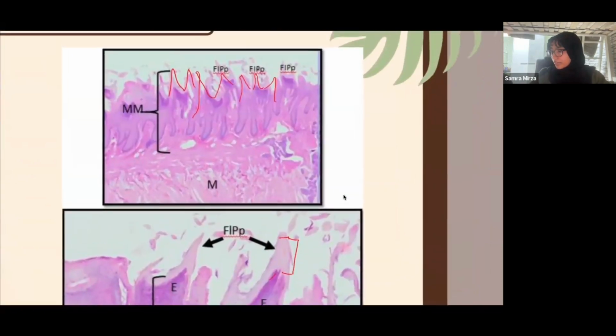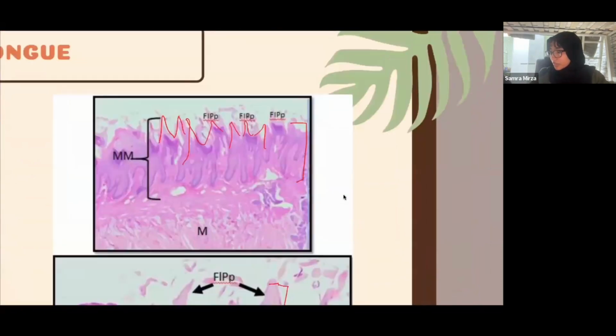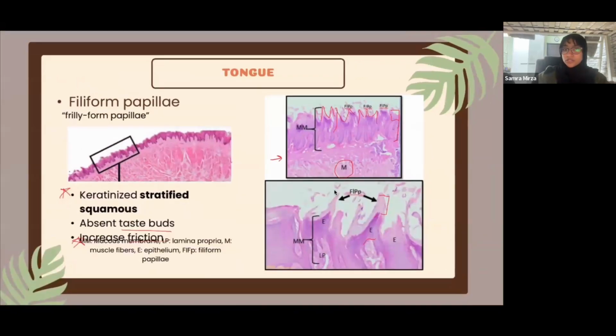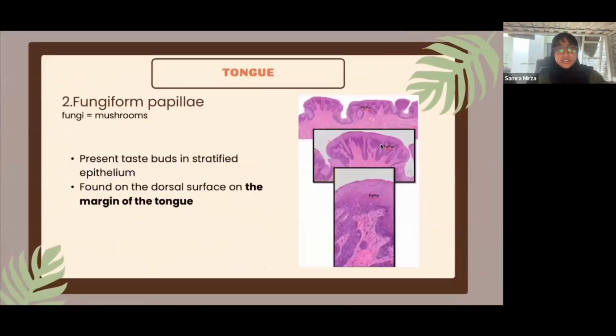Anything else here? Here's the mucosa with the epithelium. Here we have the muscularis for the muscles. And if you guys noticed, this doesn't have a submucosal layer, so keep that in mind. As we said earlier, the layers can vary. So here we don't have a submucosal layer. Remember that. For the next one, we have fungiform papillae.